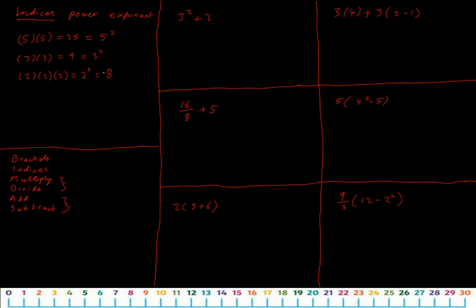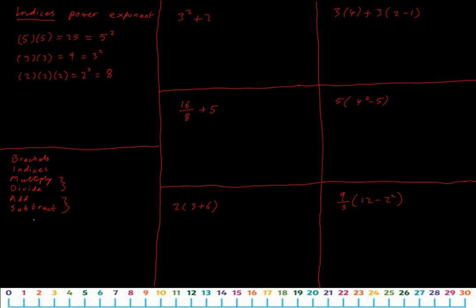So that's what our indices mean. We're going to spend lots more time with them in the future, but that's the introduction that we need for now. This little number in the top right hand corner tells us how many times we've multiplied the number by itself. And that's our idea of an indice or a power. Now let's have a look at some examples. Now let's have a look at what we are going to use with our examples, I should say.